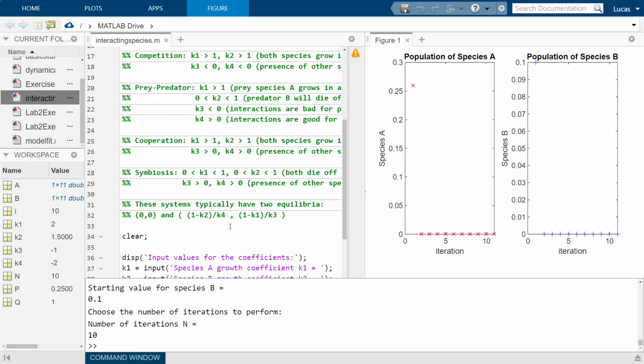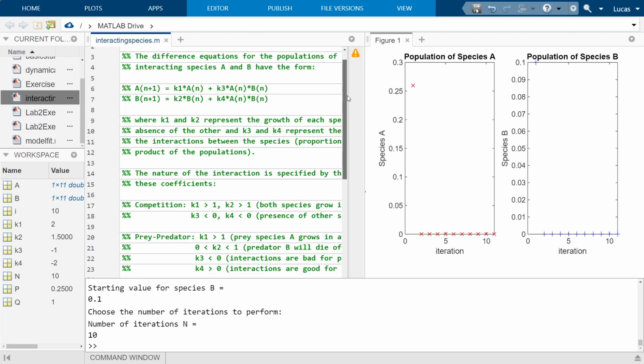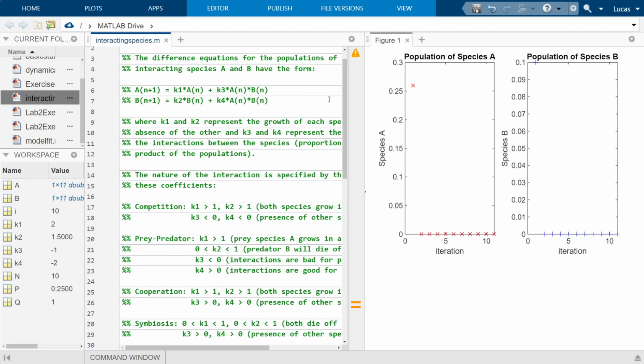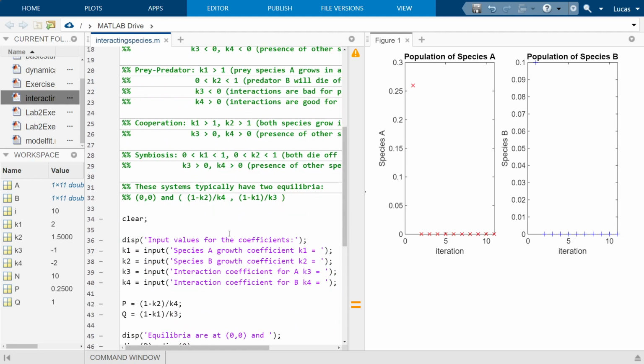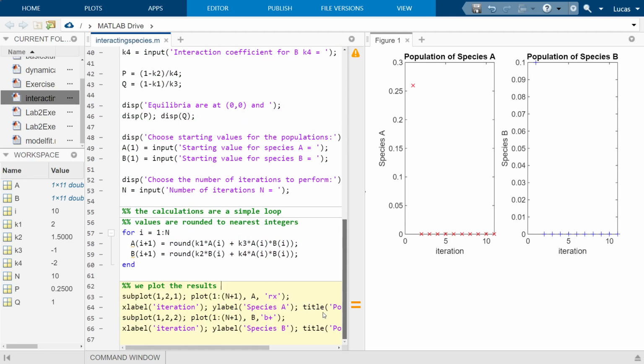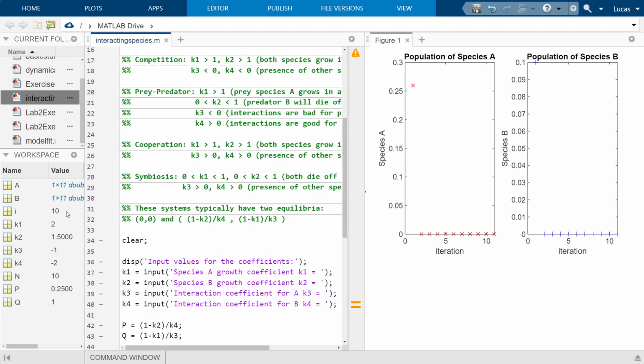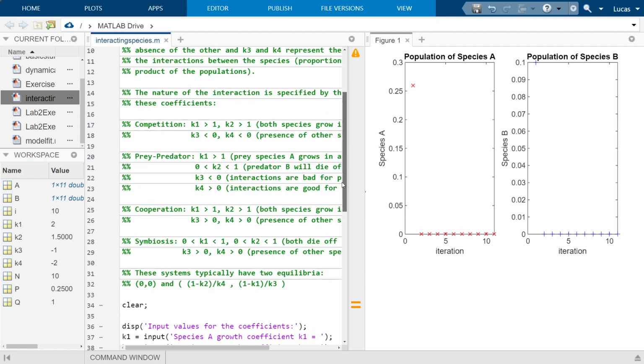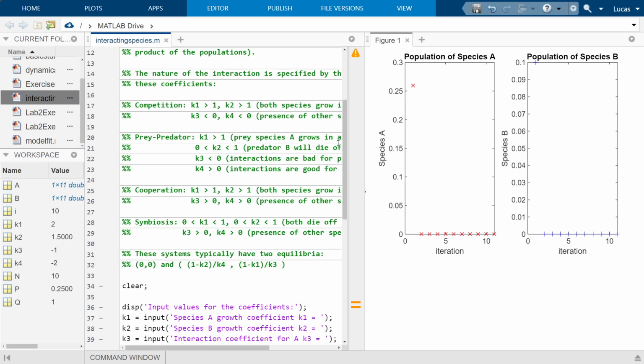I won't bother with going through and typing in each thing individually here, but for the purpose of the lab, you should. It's pretty clear how to run this and how to get everything working. So, I encourage you to go through and experiment, see what the different results look like for trying out different combinations of K1, K2, K3, K4, and try to get competition, prey-predator, cooperation and symbiosis. Just experiment and see what happens.